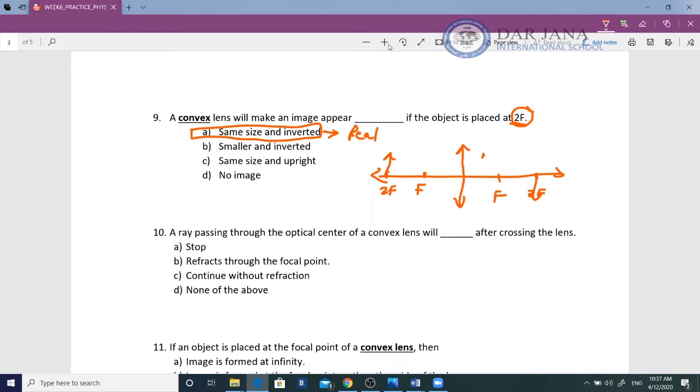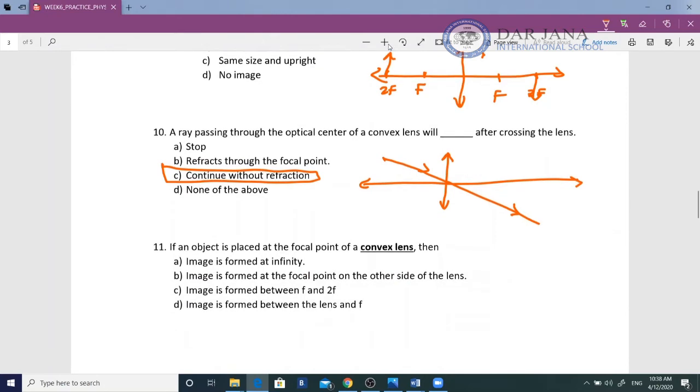A light ray passing through the optical center of the convex lens will, after crossing the lens, continue without refraction. If we have a ray passing here, this is the convex or any lens, concave or convex, if we have a ray passing here through the optical center, it will just continue without any deviation.